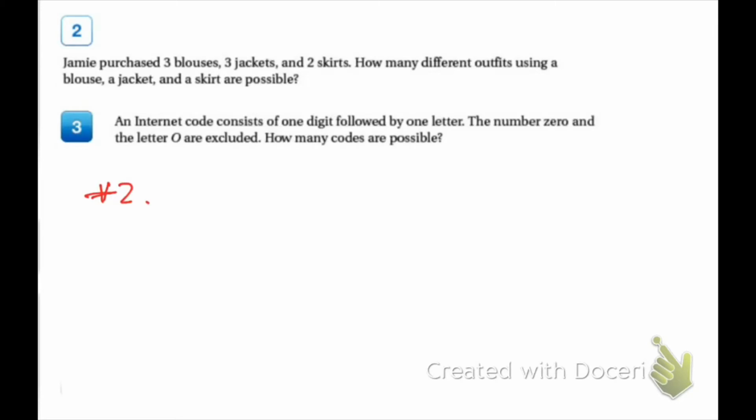Jamie purchased 3 blouses, 3 jackets, and 2 skirts. How many different outfits using a blouse, a jacket, and a skirt are possible? So this is using the fundamental counting principle. So we're just going to multiply all the items together. So 3 times 3 times 2, and that gives you 9 times 2 is 18 ways.